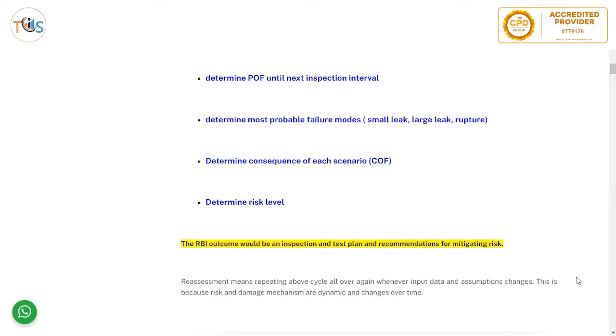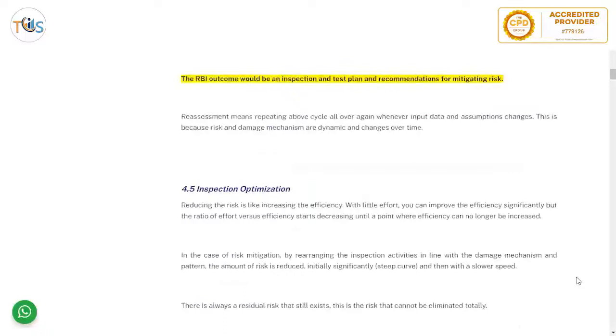The RBI outcome would be an inspection and test plan and recommendations for mitigating risk. Reassessment means repeating the above cycle all over again whenever input data and assumptions change. This is because risk and damage mechanisms are dynamic and change over time.